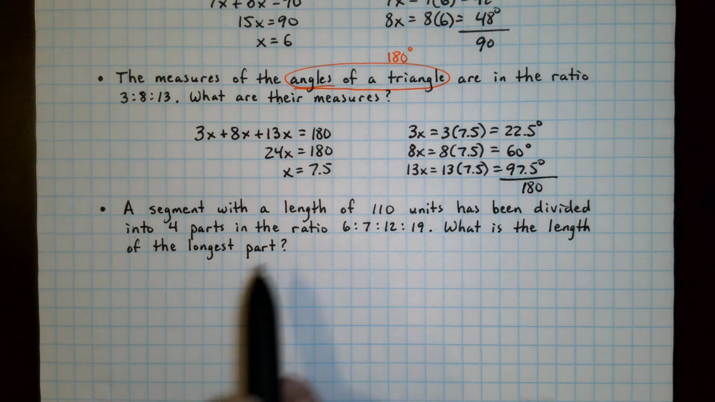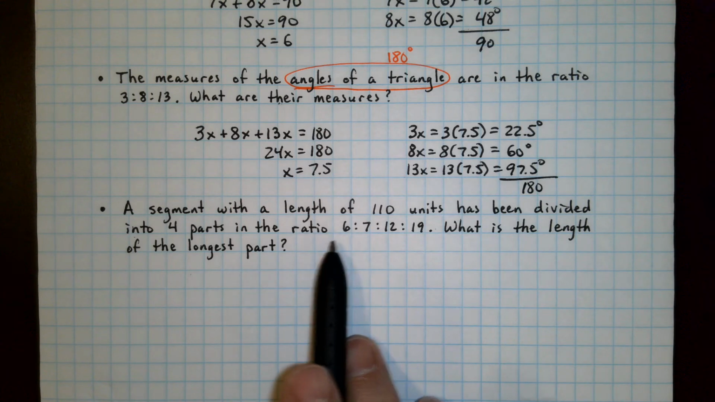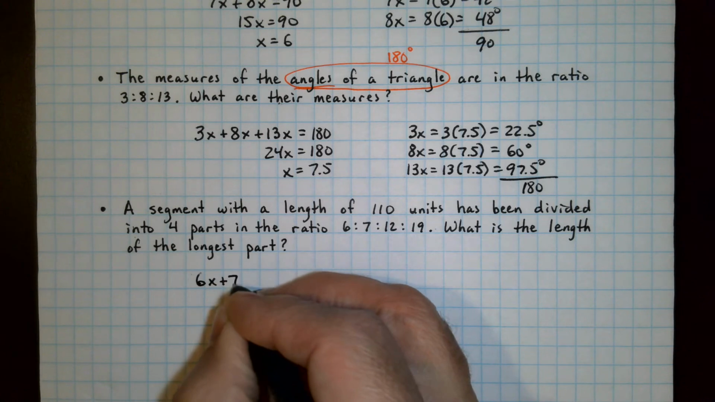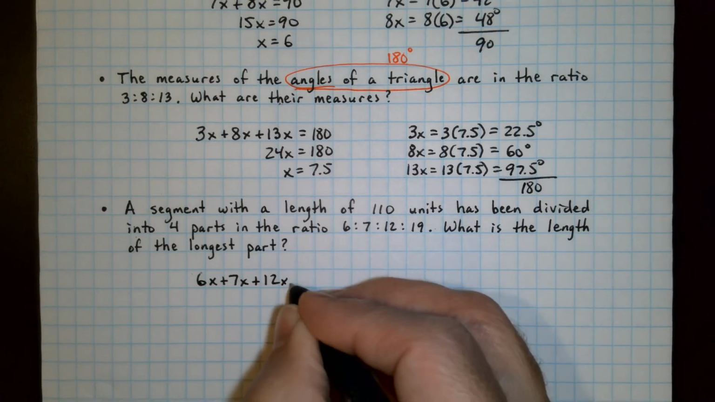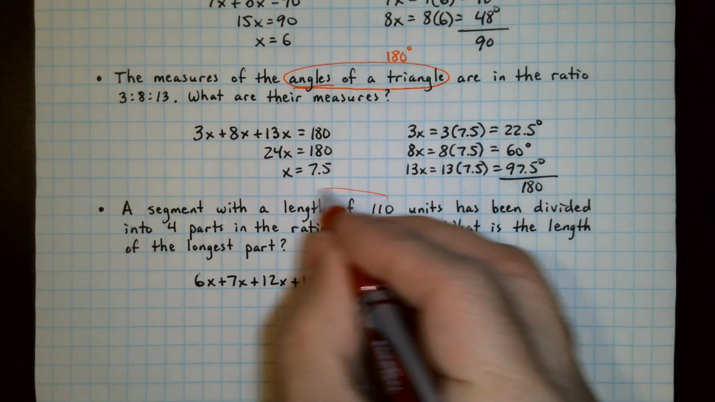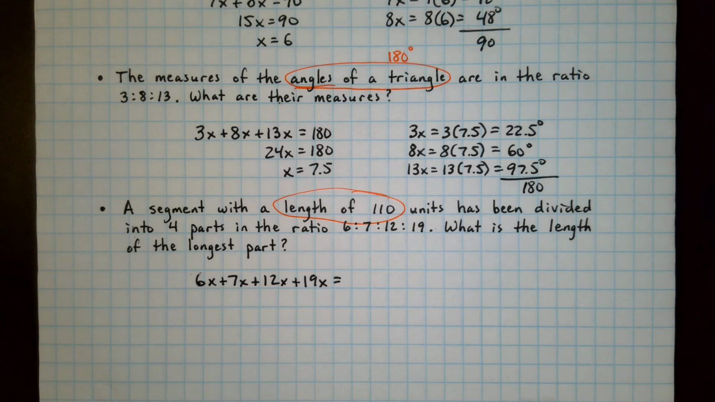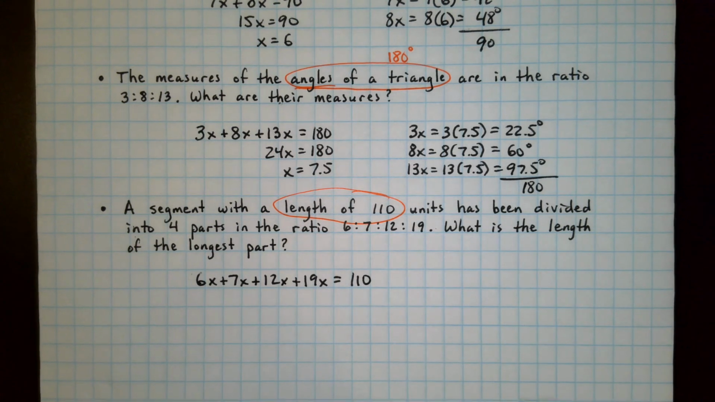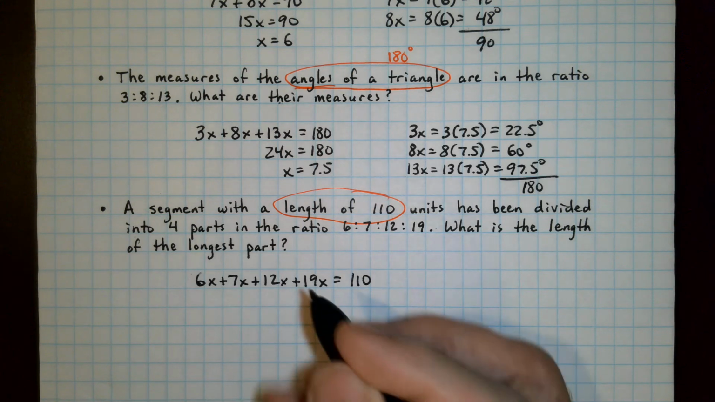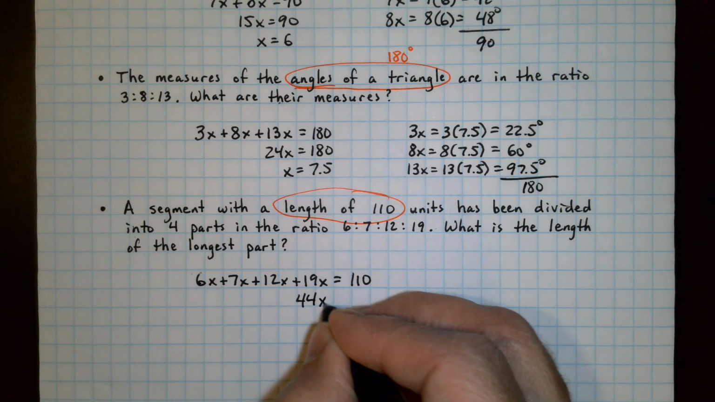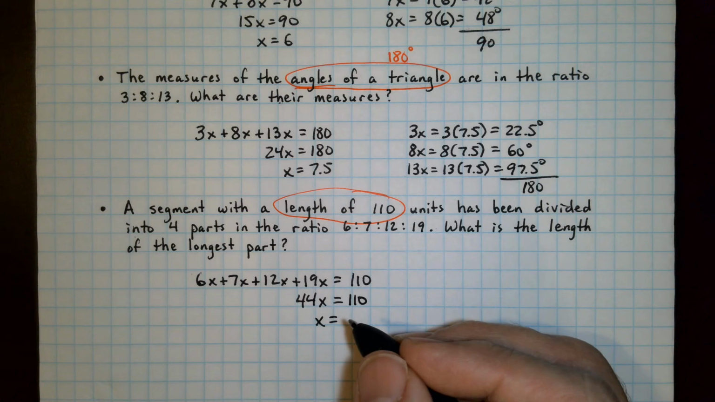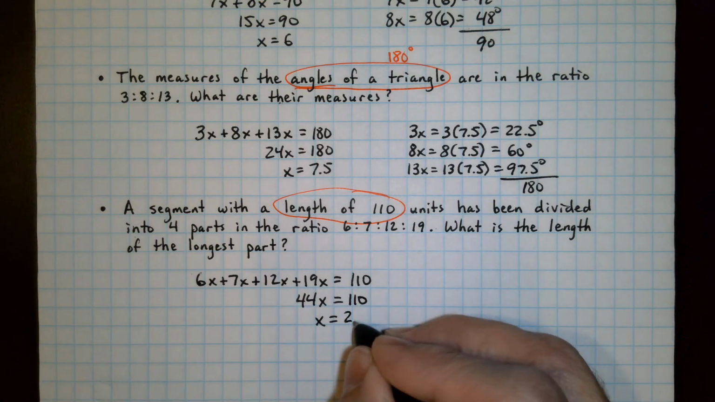So here we have a segment that is being separated into parts. We have 4 parts. So we're going to have a 6x and a 7x and a 12x and a 19x that are going to add up to the total. And this time the total is the length of 110. So 110 will go here in our equation. Well, 6 plus 7 is 13, and 12 is 25, and 19 is 44x. And if we divide by 44, we get 2.5 that time.